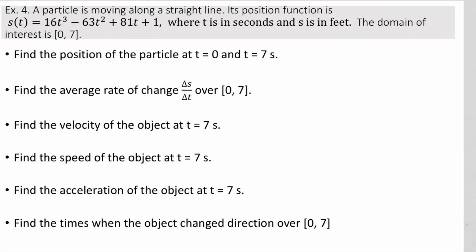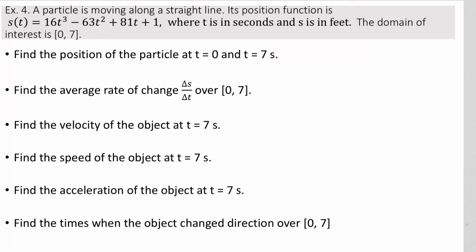Okay, this problem says a particle is moving along a straight line. Its position function is given here, where t is in seconds and s is in feet. Then it says the domain of interest is time 0 to 7 seconds, so we're not interested in any times to the left or to the right. The question says find the position of the particle at t equals 0 and t equals 7 seconds.